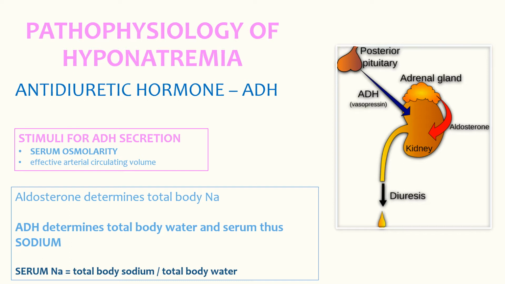Aldosterone only absorbs the small amount of sodium, but the final call is taken by the secretion of antidiuretic hormone from the pituitary gland, where the blood which is circulating around the pituitary gland is sensed by the osmoreceptors in the posterior pituitary, which secrete the antidiuretic hormone.